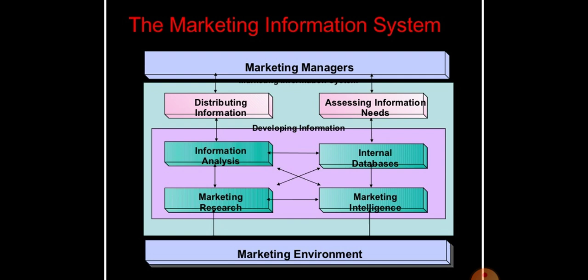Then after that, we search the databases. We explore the internal database. After that, we work on marketing intelligence. Then we go for marketing research. Then whatever information we have collected, we analyze. So it's information analysis, and at the end, distributing information. Whatever information we have collected, analyzed and processed, ultimately we distribute. So it's the work of the marketing manager for the organization.